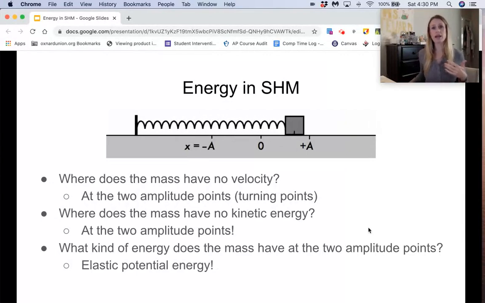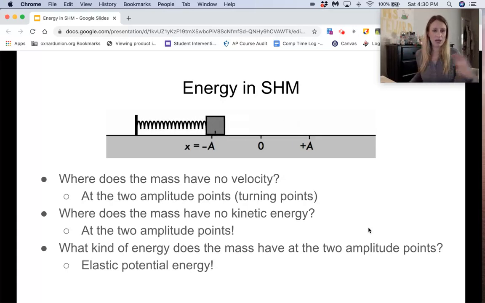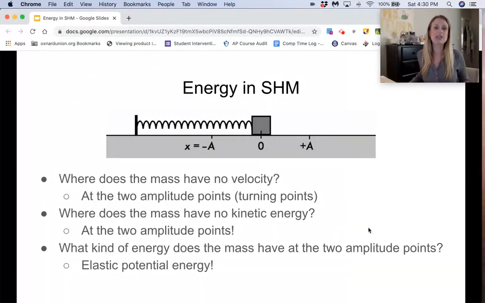Now, of course, if we had something like a pendulum that's swinging back and forth, that pendulum would have gravitational potential energy up at that certain height. Okay, so it does matter what kind of simple harmonic oscillator we're talking about. But in this case, because there's a spring present, we have elastic potential energy at the two amplitude points.